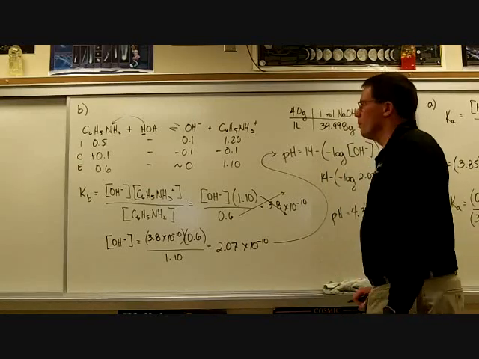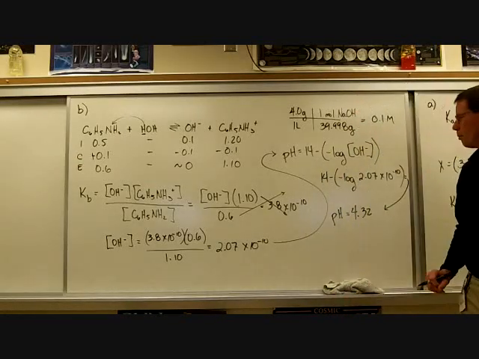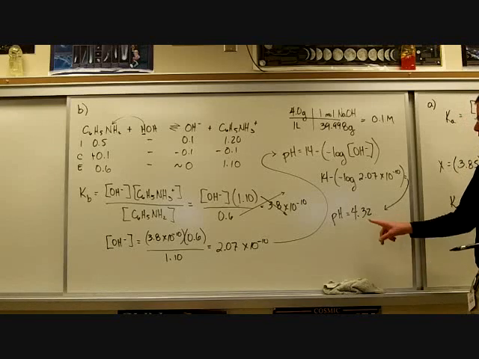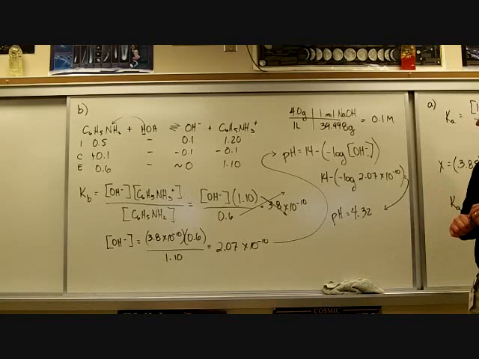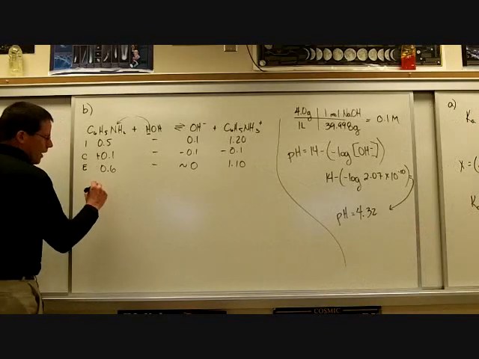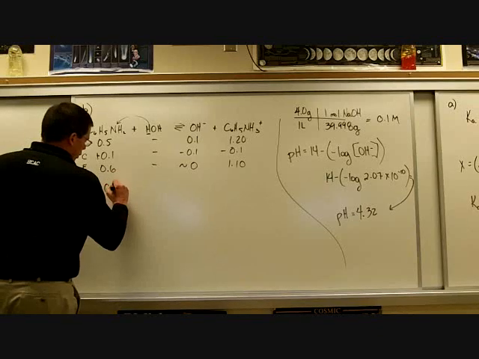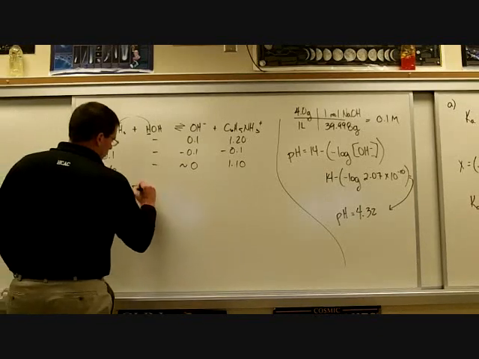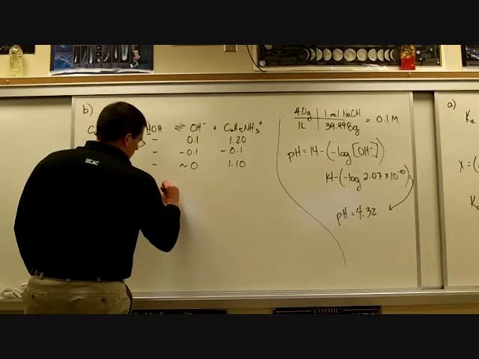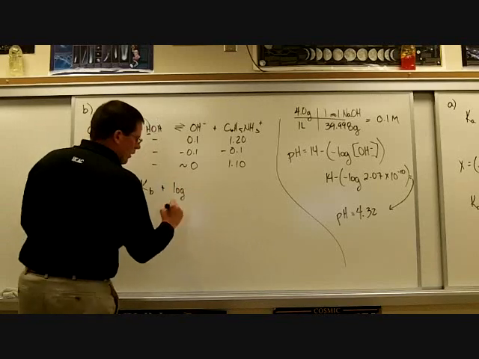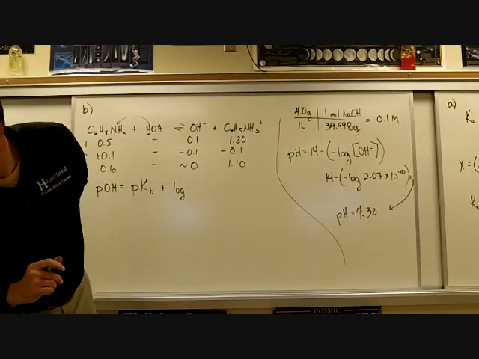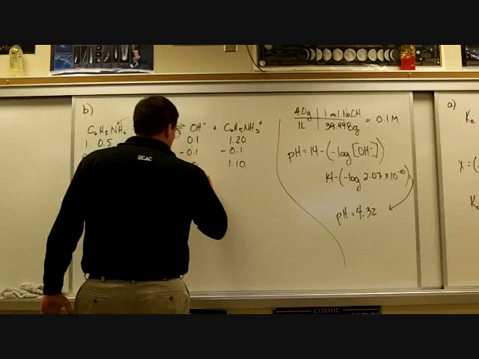I can't remember what the pH was before. What was the pH in the previous? 4.20, that was given. So that's not too bad. That's pretty good. Now, if you wanted to use the Henderson-Hasselbalch equation, the Henderson-Hasselbalch equation for pOH is this, where it's pKb plus the log of, is HB on top? Yeah. So HB over B.